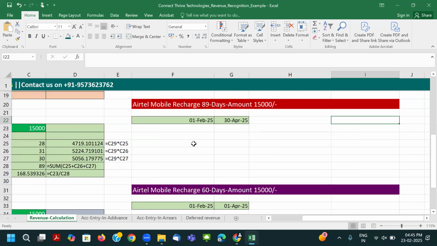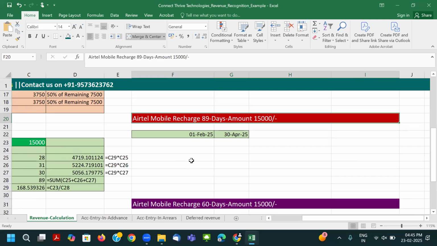So let's assume we have an Airtel mobile recharge, February 1st to April 30th. So this is our plan. Actually, it's an 89 days plan. The amount is 15,000, let's assume.